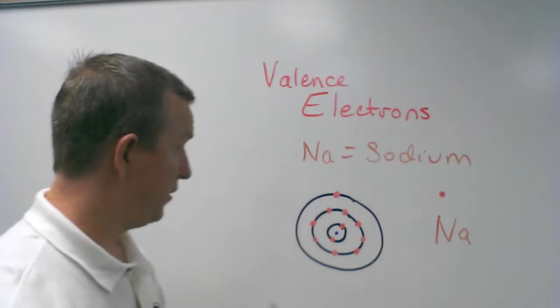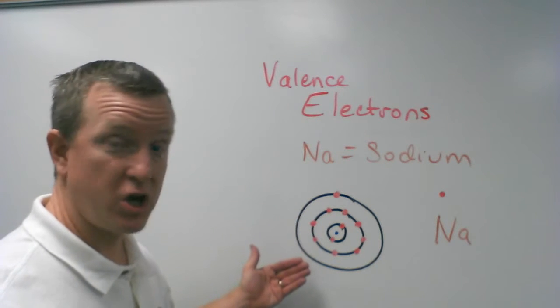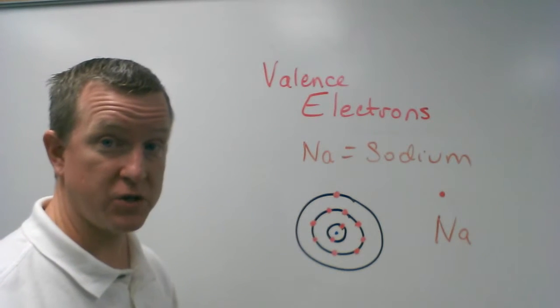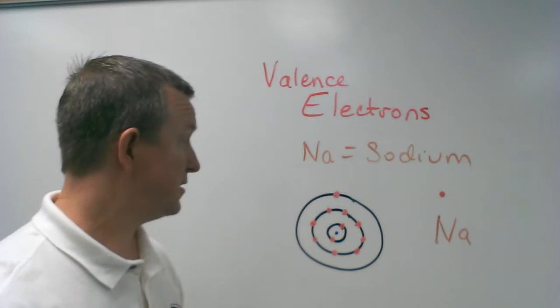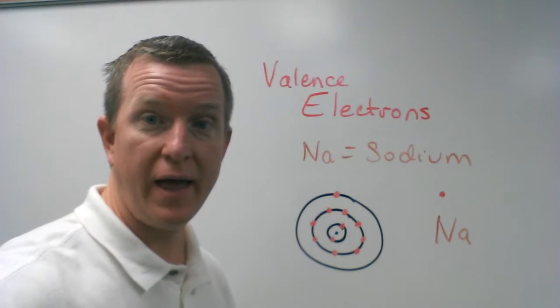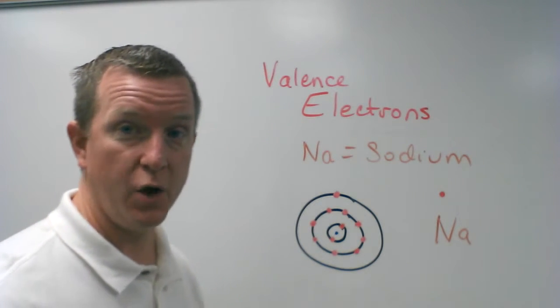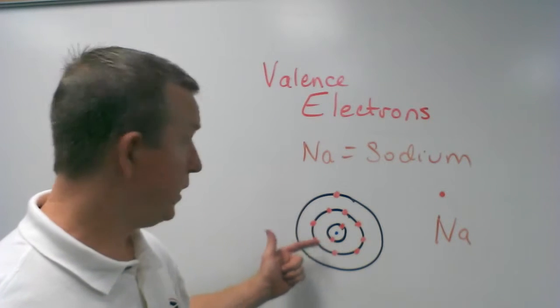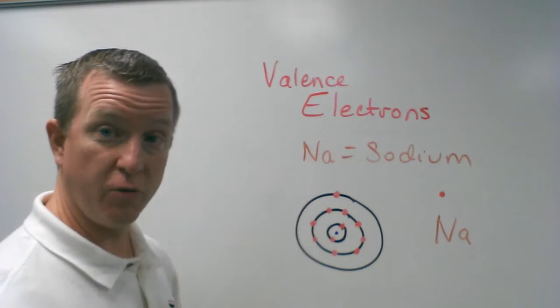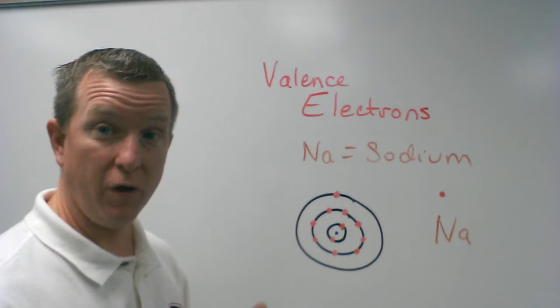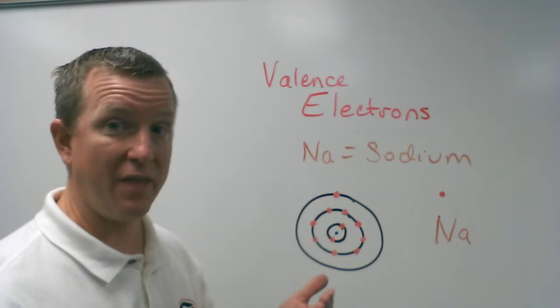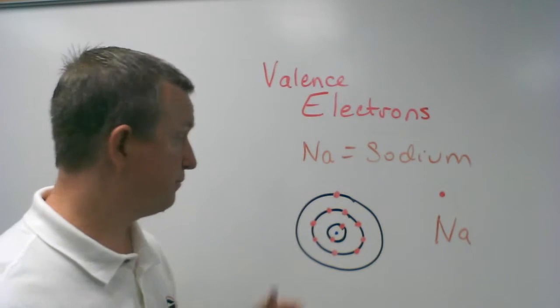Now, like we talked about, we've got those 11 electrons orbiting around the nucleus of our sodium atom. Sodium has 11 electrons on the inside. We've got 2 on the first ring, 8 on the second ring, and then that third ring has 1. It's not full, but we put all the extras in that third ring because it's not full yet.